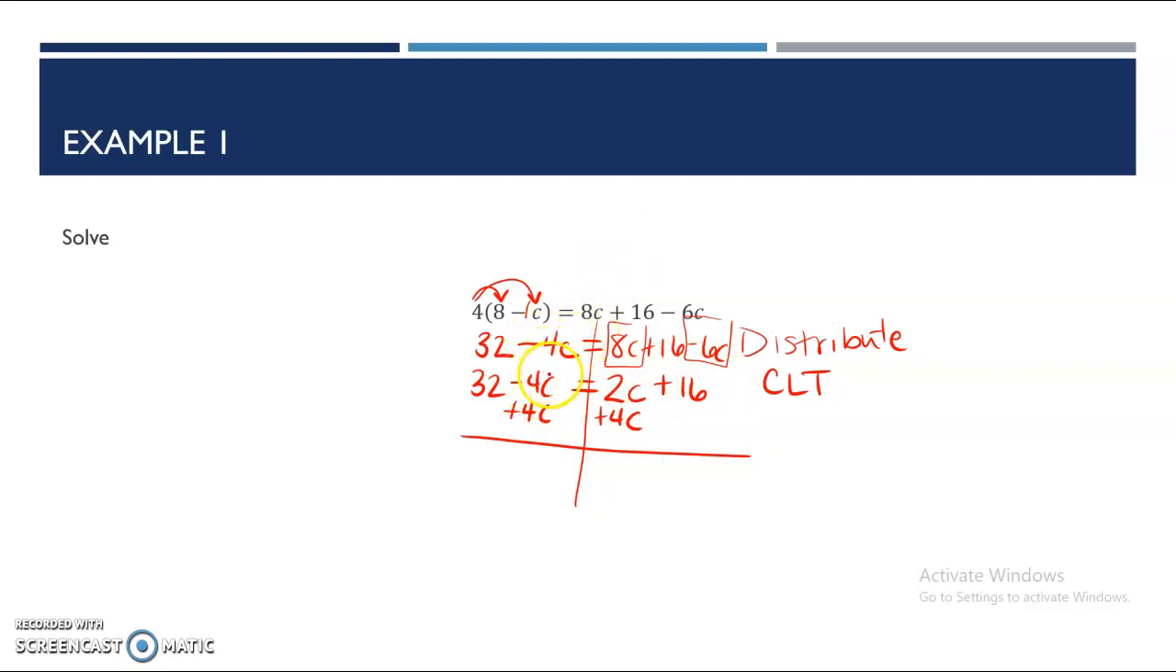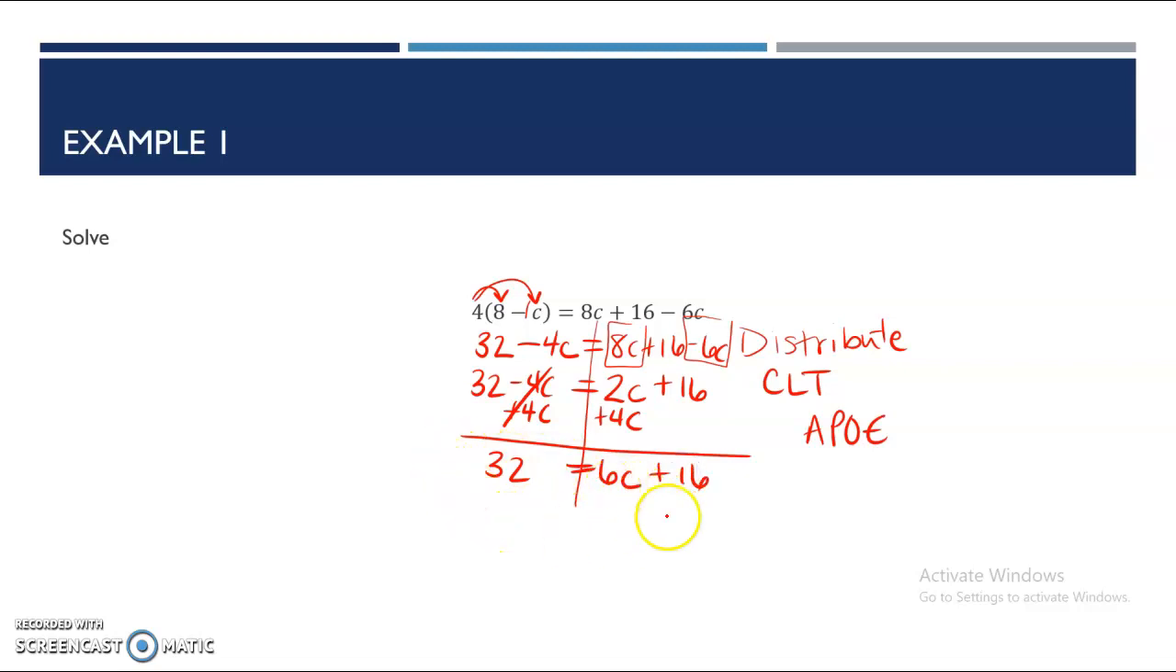But this is just the way Mrs. Cartwright prefers to do it. So we're doing the addition property of equality here. That allows me to add 4c to both sides. And I'll be left with 32 equals 2 plus 4 is 6c plus 16.